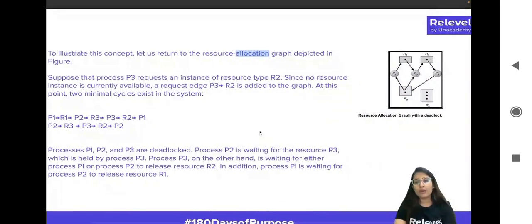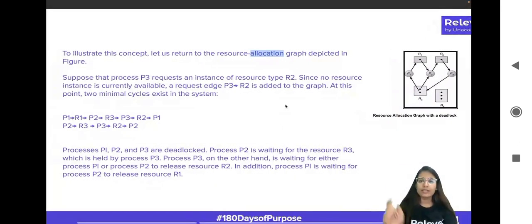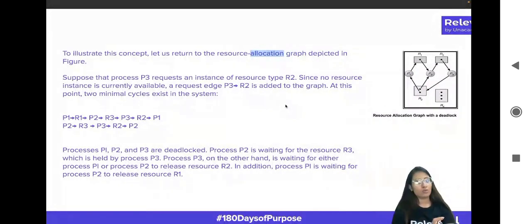At this point, there are two cycles that exist in the system. One is from R2 to P2 to R3 to P3 and then back to R2. That is one cycle. Follow my cursor, this cycle.